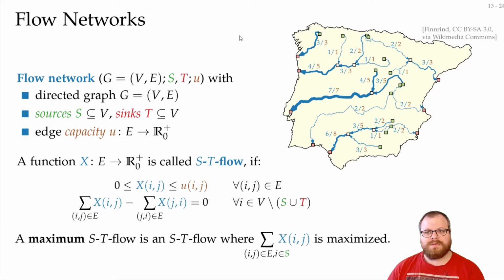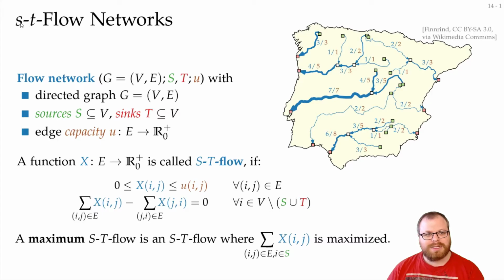Most of the time in flow networks, we don't have many sources and many sinks, but we only have a single source and a single sink. And this is again an ST flow, but now it's a small s and a small t.